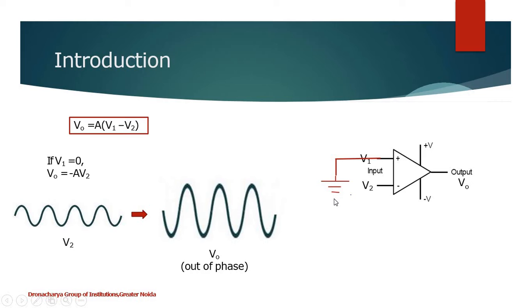Let us see the other scenario. What if we apply our input to the inverting terminal and apply ground to the non-inverting terminal? Then V1 will be 0. So in this formula, if V1 is 0, V0 will be minus A times V2, like this. So if V2 is this, Vout would be something like this. If you compare these two waveforms, you will see that both of them are out of phase with each other by 180 degrees. That's why V2 is also known as the inverting terminal, because it provides an enhanced version of the inverted input. And this was the non-inverting terminal because it provided only an enhanced version. It didn't provide any inversion.